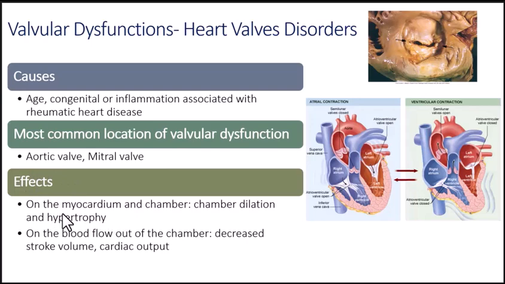What sort of effects will we see? Well, the effects that we've talked about include effects on the myocardium and the chamber itself. So the myocardium, the muscle, can get bigger to deal with the extra workload due to the damaged valves. And because we're not moving blood in the normal direction, if it accumulates, it can cause the chamber or the ventricle, for example, to dilate. In terms of blood flow out of the chamber, we know it's going to be reduced for obvious reasons. So we have a decrease in stroke volume, which is going to lead then, of course, to a decrease in cardiac output.